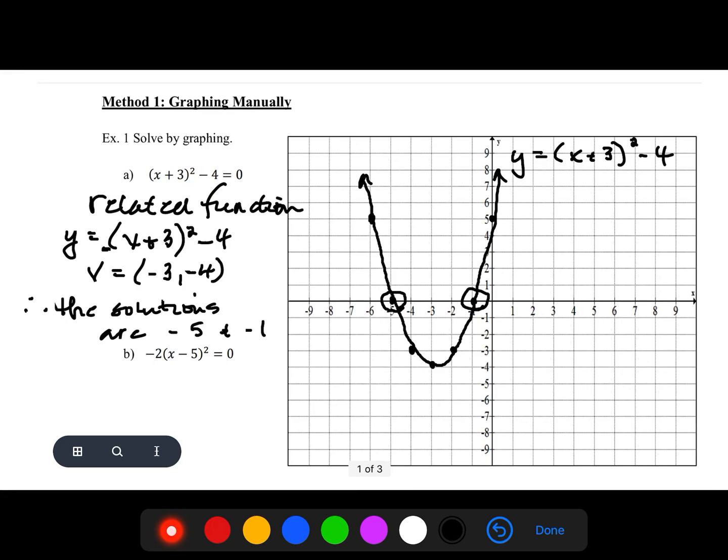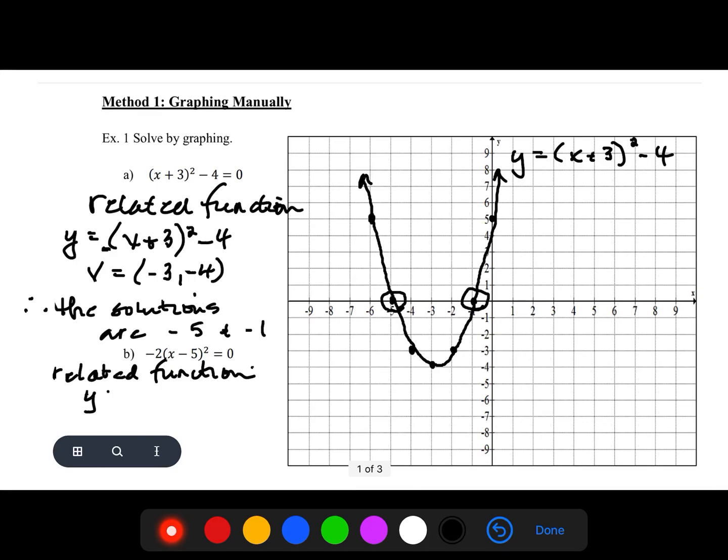So we have two different solutions: an x value of -5 will make our equation equal to 0, or a value of -1 will also make our equation equal to 0, the left side of our equation. And if we ever wanted to check that, we would do a left side, right side from the equation itself, and sub in our x value to prove that the left side is also equal to 0. So part B here again, we're going to start with our related function.